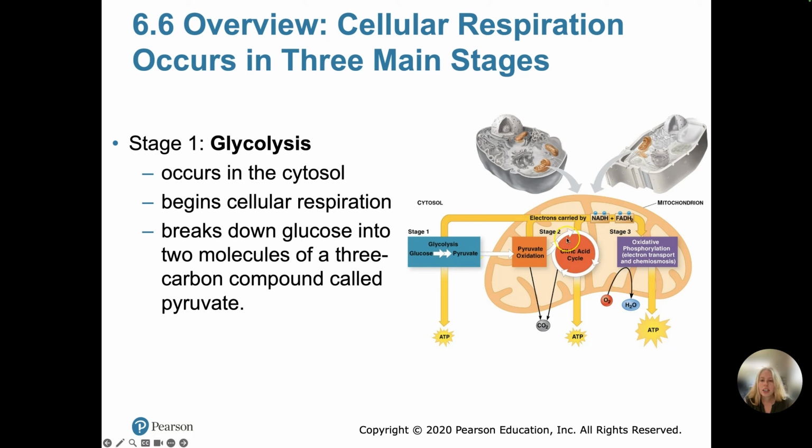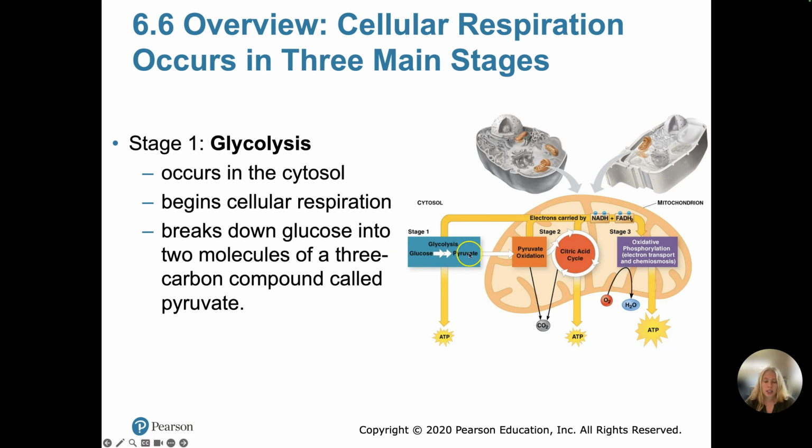The second stage is kind of a combo of pyruvate oxidation and the citric acid cycle. We're going to talk about those two together. Stage 2 does take place within the mitochondria. The mitochondria is denoted by this peach-colored bean-like shape. And then stage 3 is oxidative phosphorylation, which includes electron transport chain and chemiosmosis. That also takes place in the mitochondria.